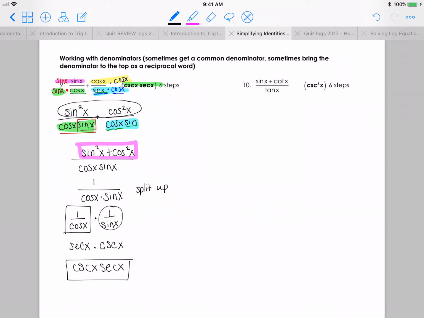How many steps did it take us? Well, let's find out. Okay, so that's 1 step, 2 steps, 3 steps, 4 steps, 5 steps, 6 steps. So it took us 6 steps. So if it took you longer, that's okay. That is perfectly fine. Okay, so now let's look at 10.